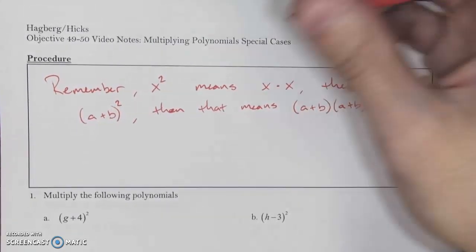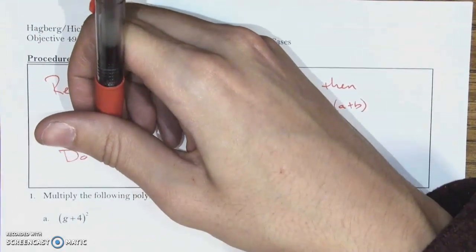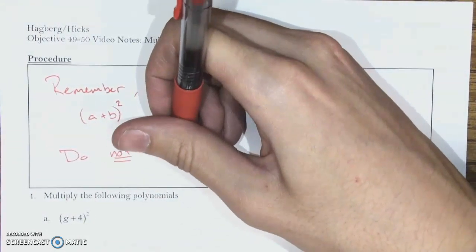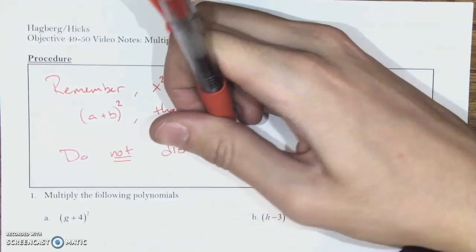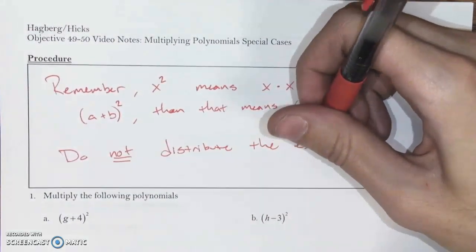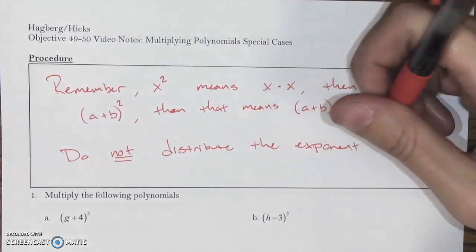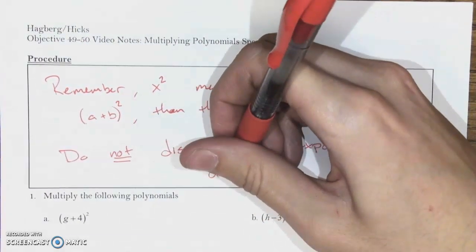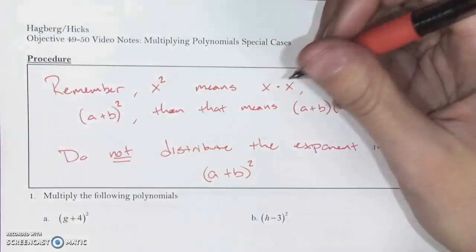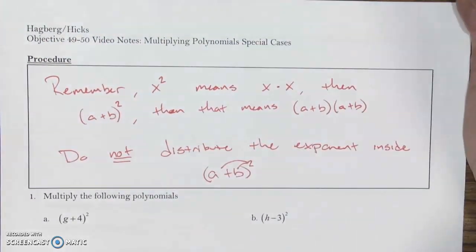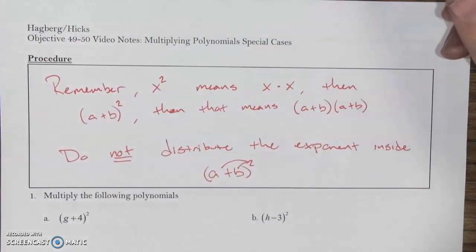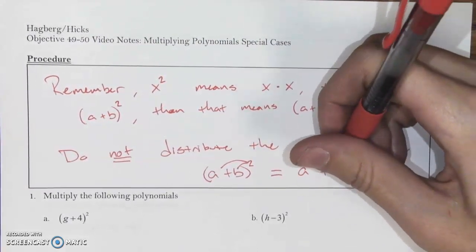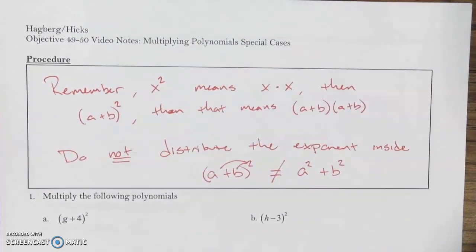A quick note, we do not want to distribute the exponent inside. What I mean by that is if I have a plus b quantity squared, do not distribute the squared to each term inside. A lot of us are going to want to say that this is equal to a squared plus b squared. This is not equal.